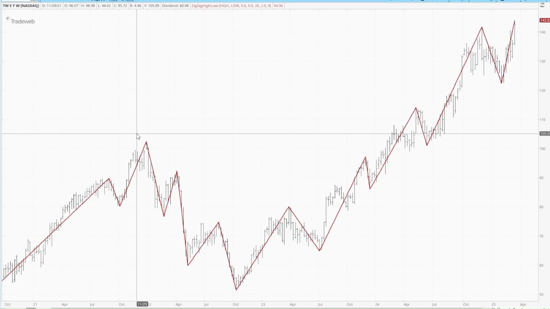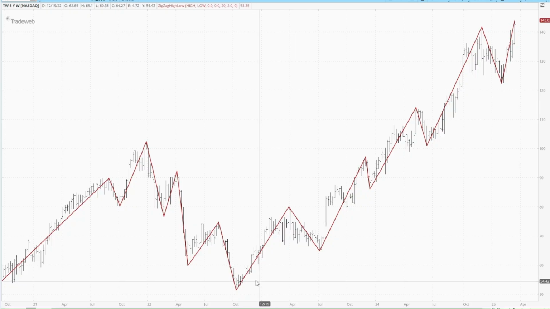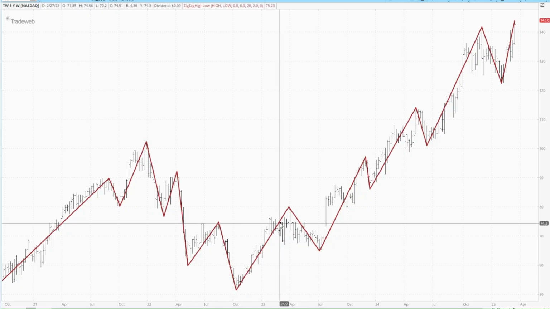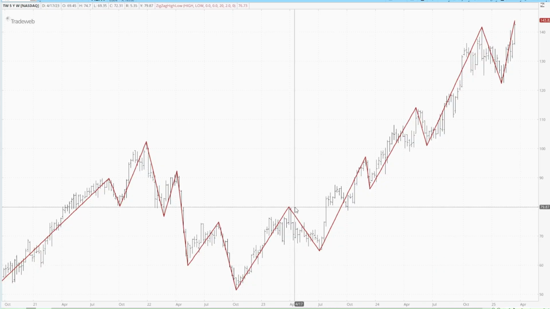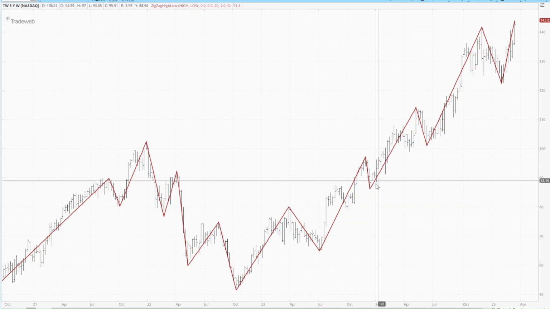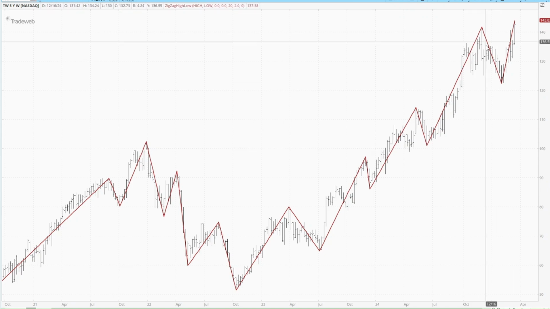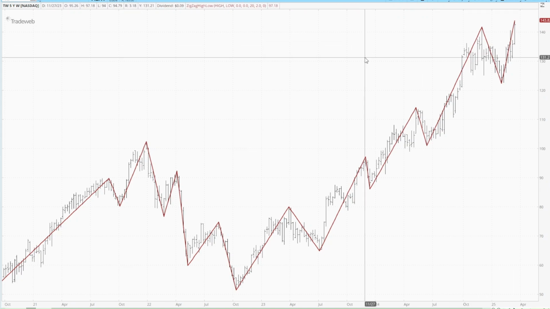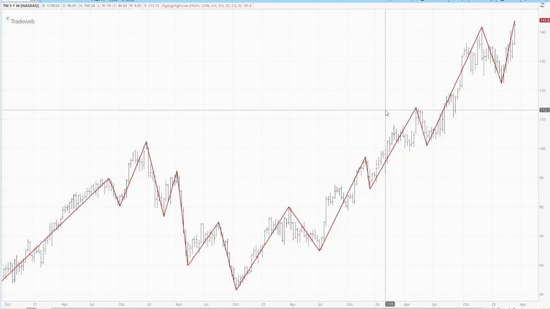I'll give you one more example. Clear downtrend in place, and then we go from a lower low to a higher high, make a higher low relative to this prior peak, and then we make a higher high here, and we have been, again, trending to the upside, and this stock is completely ignoring the market correction, just continues to go on its merry way.